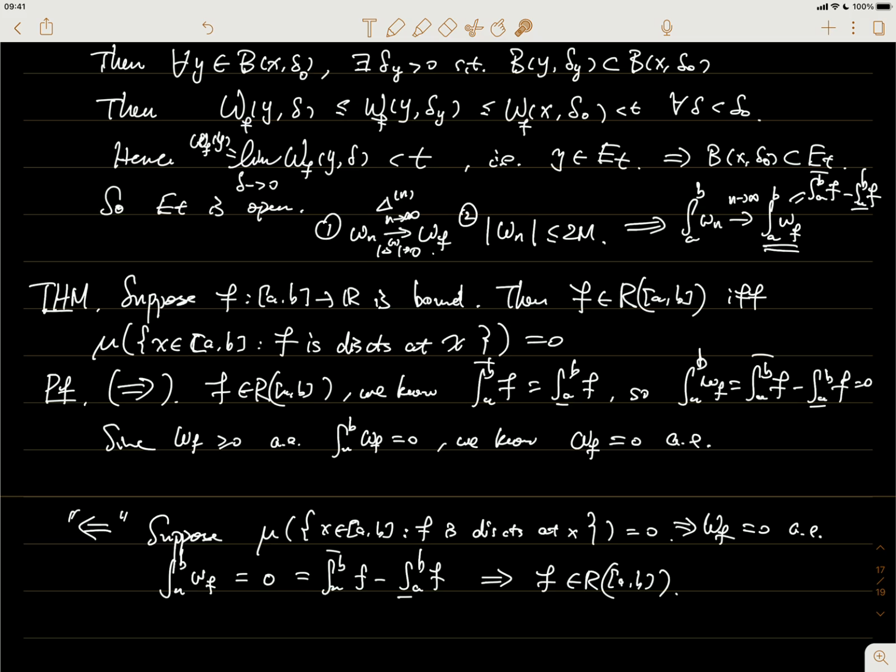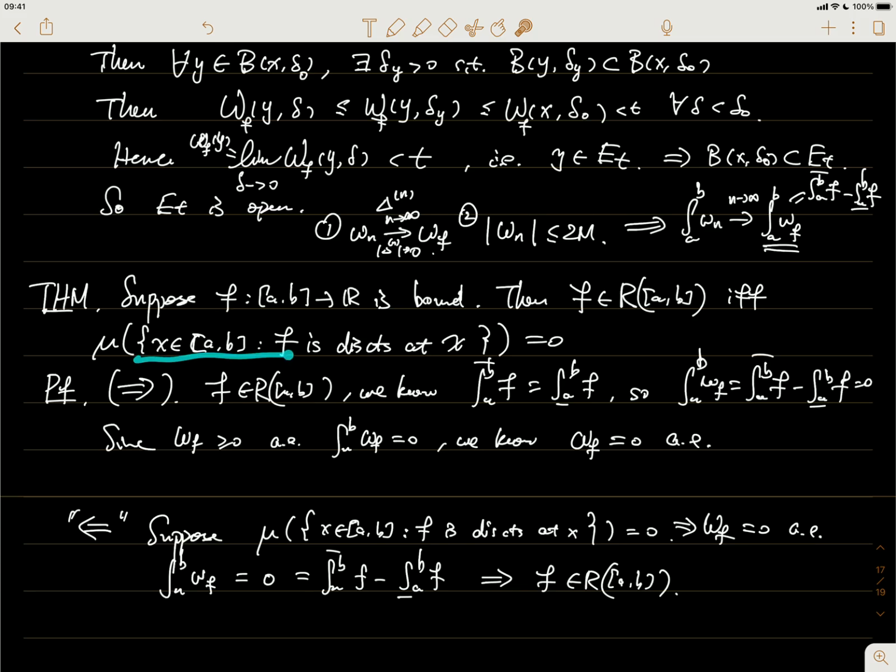But that is only a sufficient condition, because the set of points where function f is discontinuous being finite or countable means that the measure must be equal to 0. And from here, you can immediately say that f is Riemann integrable. But this is a sufficient and necessary condition. So this is everything you need.